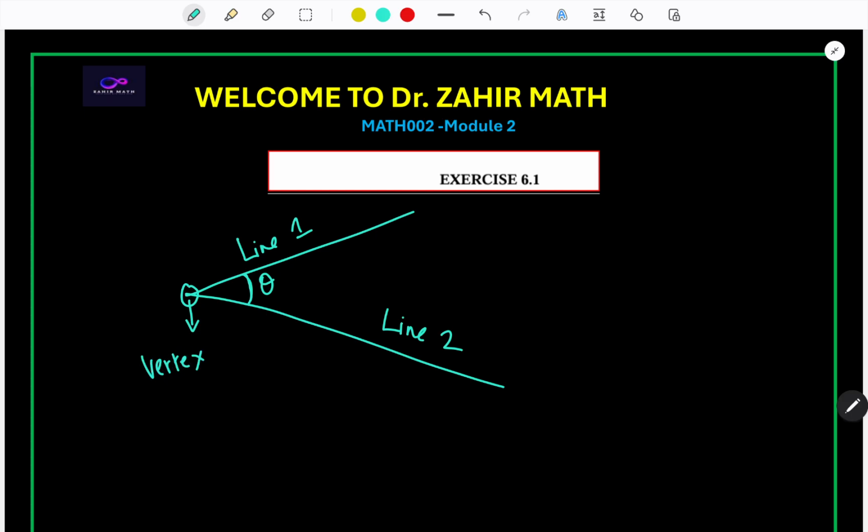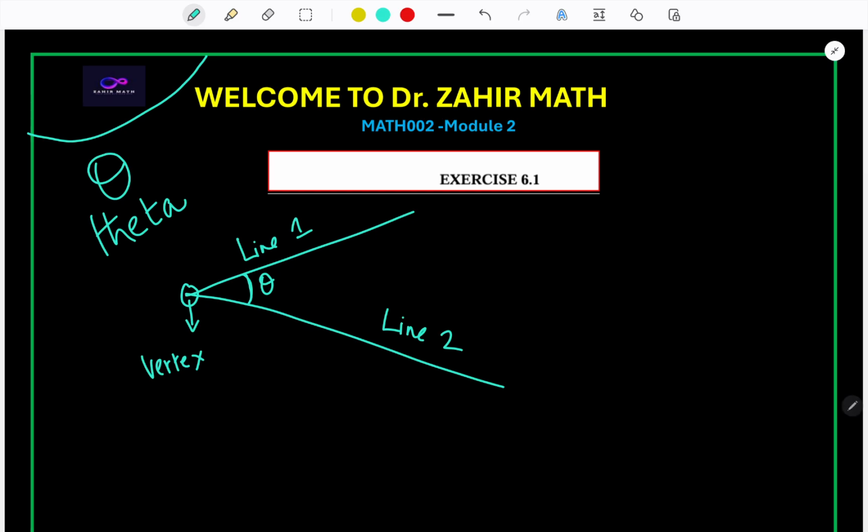Now this is a book. Look at the corner of the book. This is the corner, right? So automatically an angle forms here also. That's theta, right? You have to call this theta. Theta means the angle.